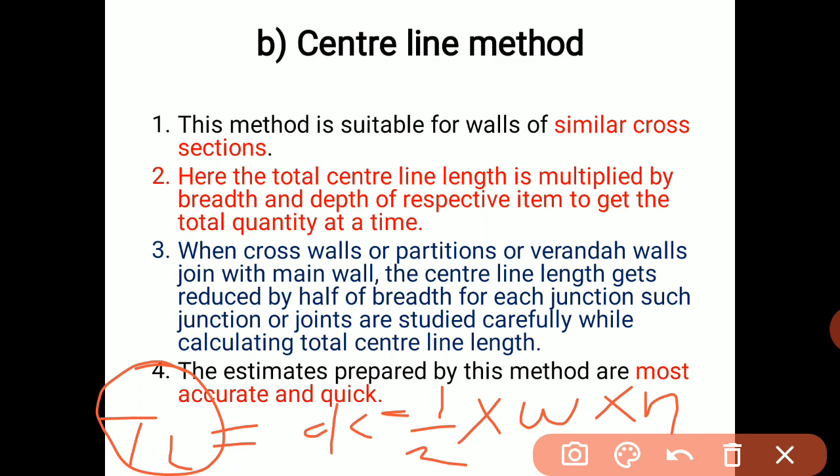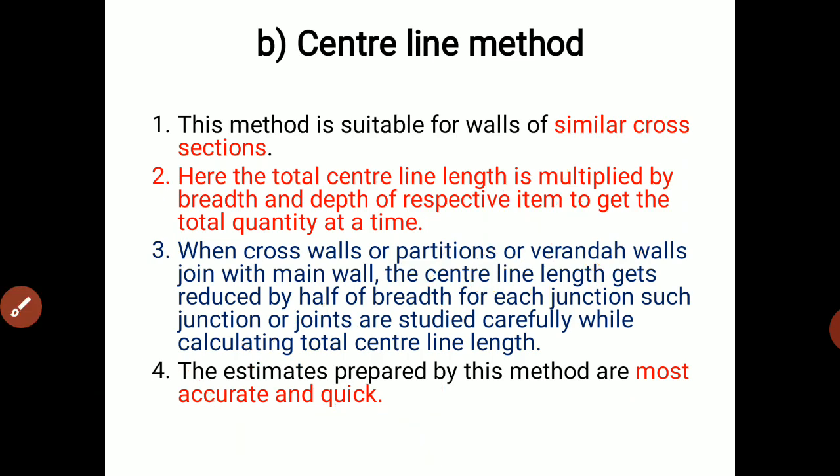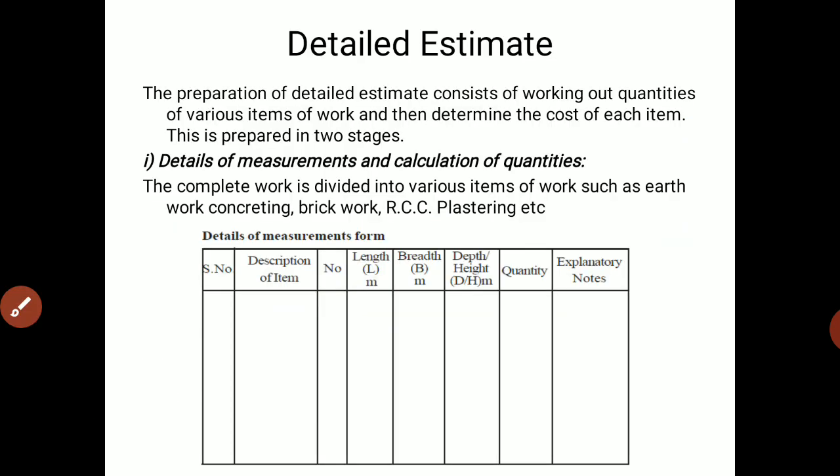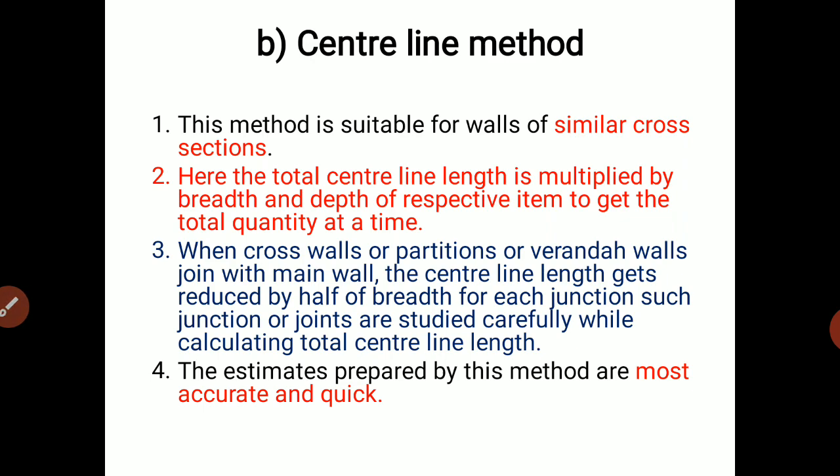So this length multiplied by width multiplied by depth or height, we will get the quantity of item in cubic meter or square meter. So this center line method is accurate and a very quick method as compared to the long wall and short wall method.